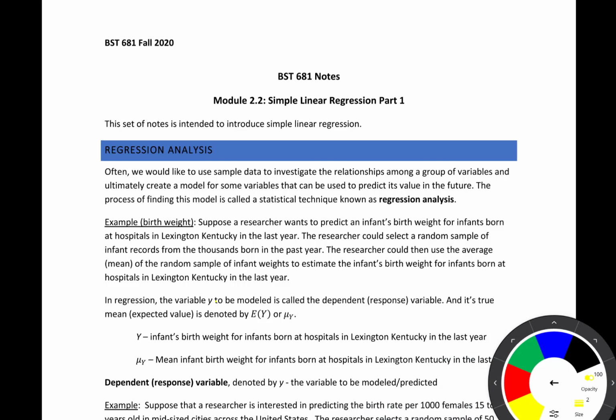In this set of notes, we're going to start to introduce the idea of simple linear regression. Often we would like to use sample data to investigate the relationships among groups of variables and ultimately create a model for some variables that can be used to predict its value in the future. The process of finding this model is a statistical technique known as regression analysis, and that's going to be the whole purpose of this course.